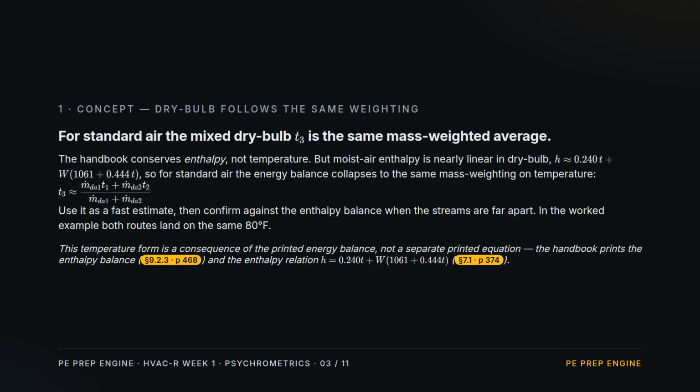Concept 2. The dry bulb. Strictly, the handbook conserves enthalpy, not temperature, but moist air enthalpy is almost linear in dry bulb. So for standard air, the energy balance reduces to the very same mass weighting on temperature. It's a fast estimate, and in our example it lands on the same 80 degrees as the full enthalpy balance.